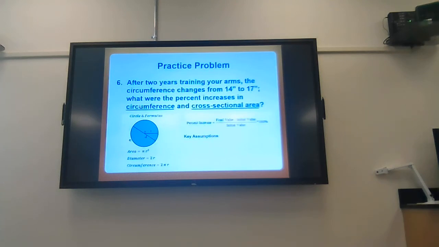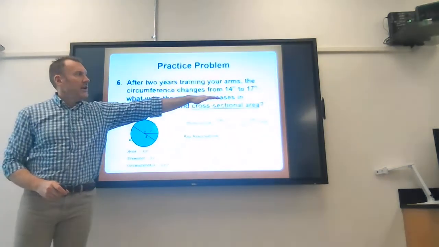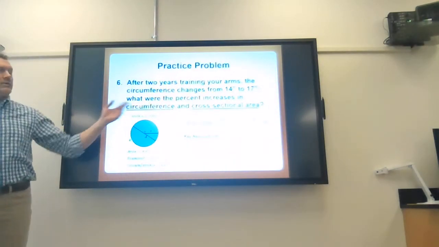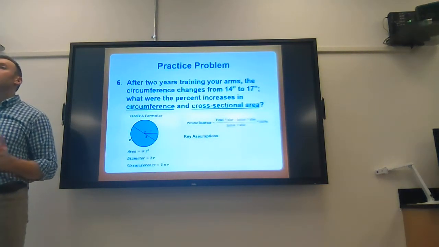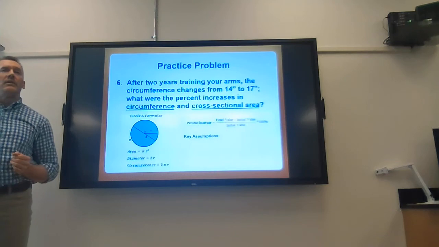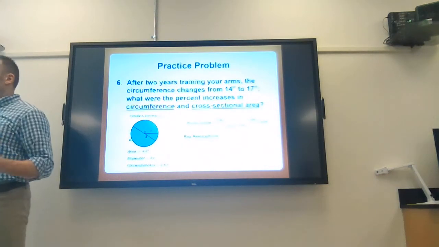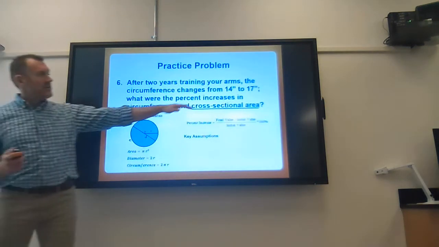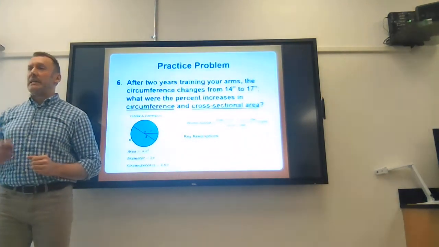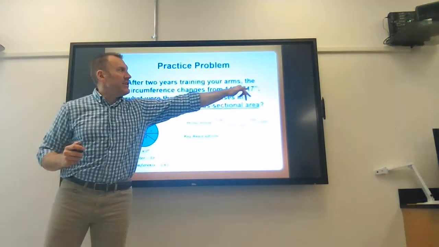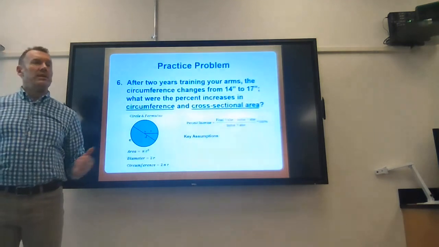So 17 minus 14 divided by 14 times 100. So 21.43% was the percent increase in circumference. So what we're saying is if circumference is one way of expressing muscle size, we've increased muscle size 21.43% in going from 14 to 17 inches in our upper arm measurement.